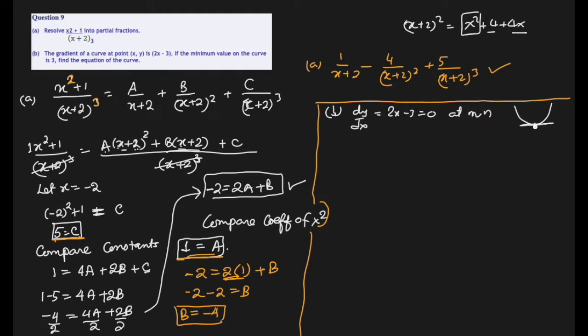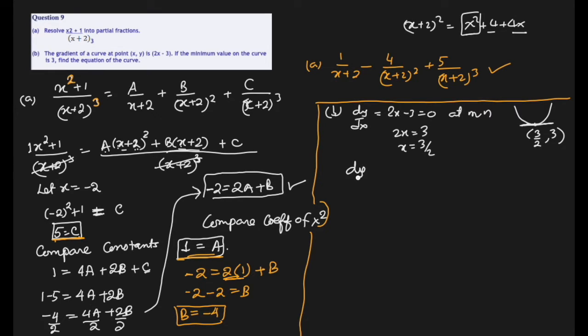So this will be equal to 0 at minimum, and this will give us the x coordinate at this minimum, just 2x minus 3. So 2x equal to 3, x equal to 3 over 2. So the minimum value is 3. Y coordinate is 3 when x coordinate is 3 over 2. This is what they're trying to say. Now we have to find the equation. So the equation will be y equal to something, right?